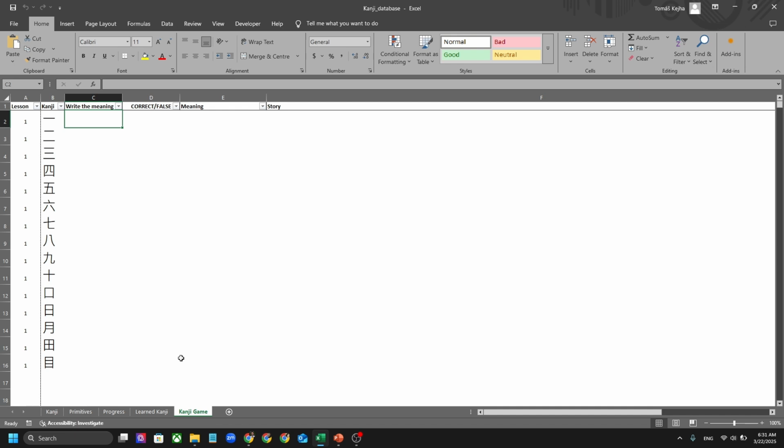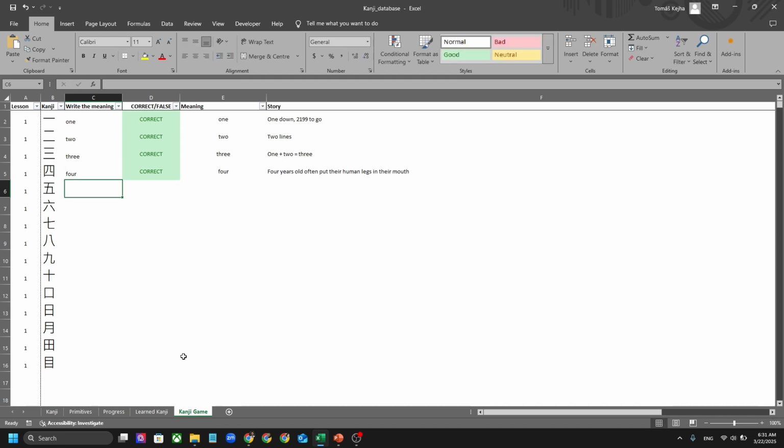Should we do all of them? Maybe we can, right? We should be already very proficient in this one. So we know the first one means 1, the second one means 2. This is kind of a cheat code because we know that those are numbers, but hey, we can do it. This one means 3, it's just 2 plus 1. This one means 4, because 4 years old babies eat their legs, something like this, right? 4 years old often put their human legs in their mouth.